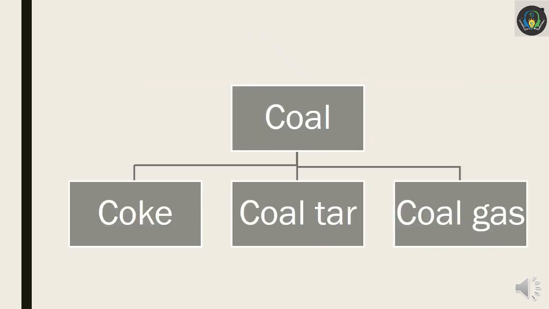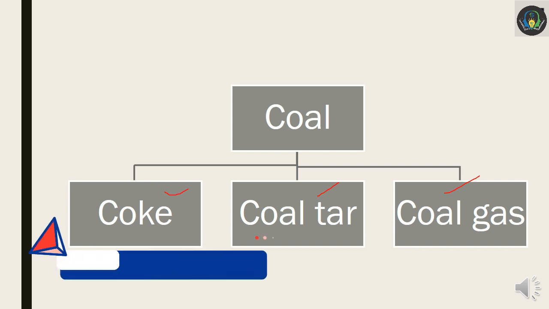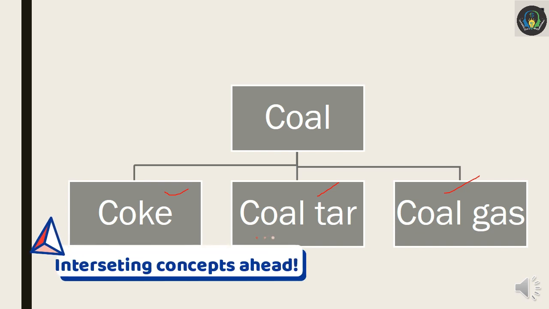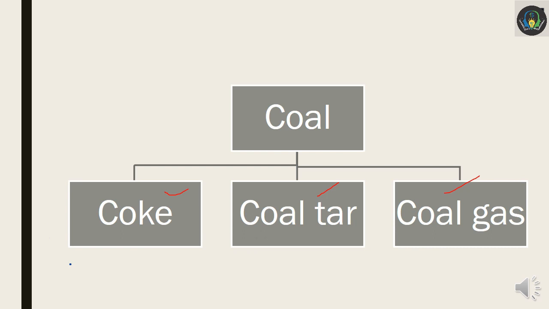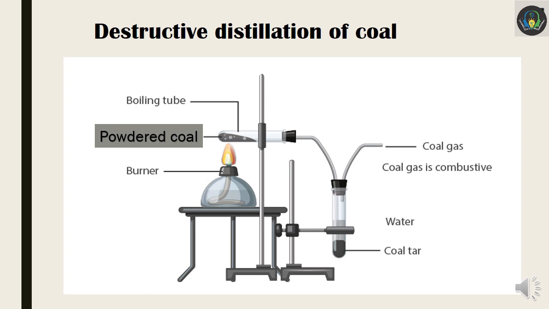Now, when you process coal, it gets converted into coke, coal tar and coal gas. How? By the process of destructive distillation. What is destructive distillation? Let us have a look at it. So this is the setup of destructive distillation of coal.